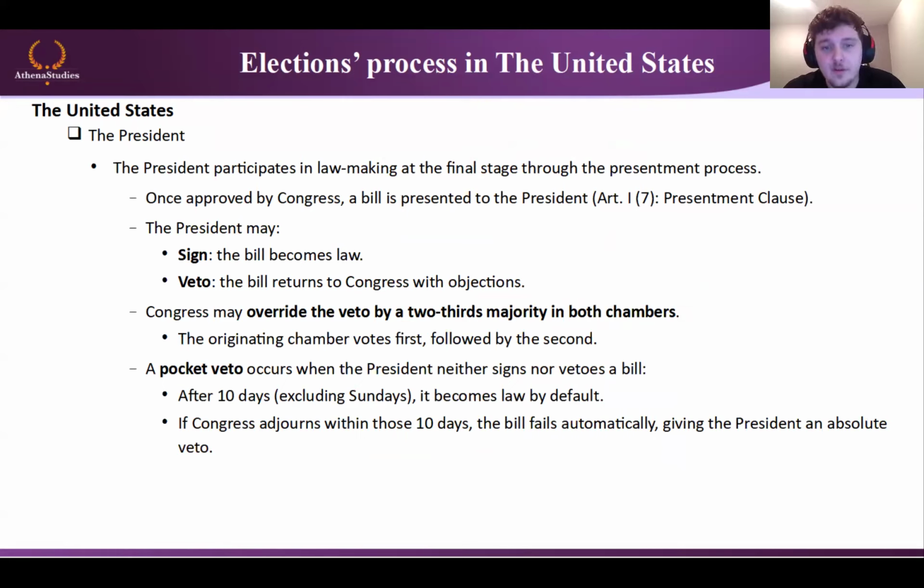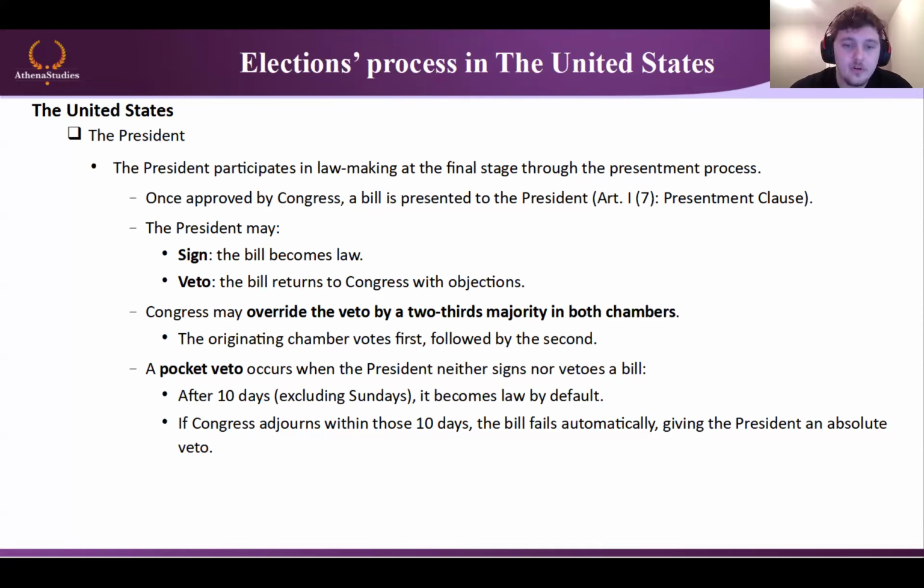The Congress may override the veto of the president by a two-thirds majority in both chambers. So very rare that this happens, but it's still there. It's the constitutional law way of putting limits. The originating chamber votes first, and then it's followed by the second.